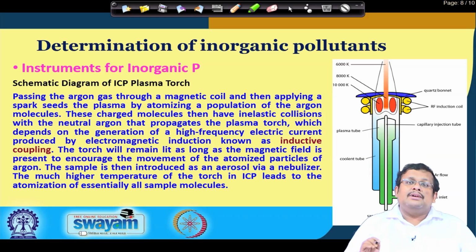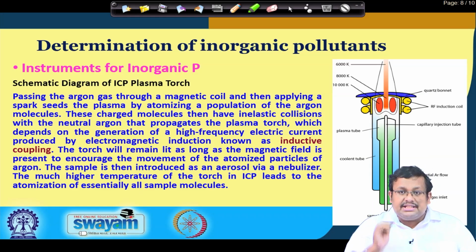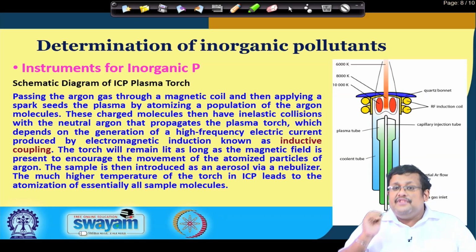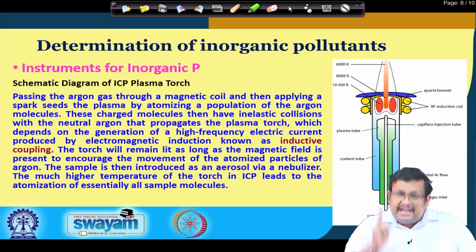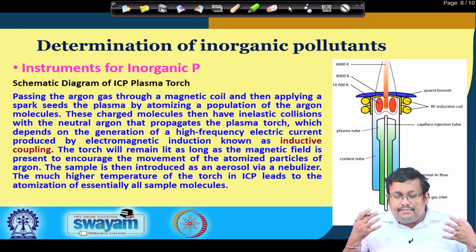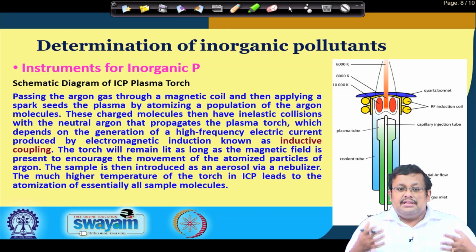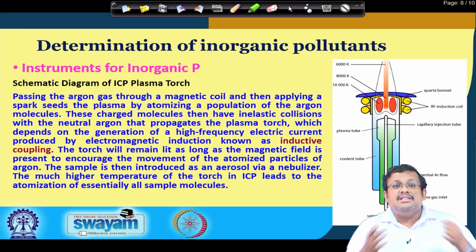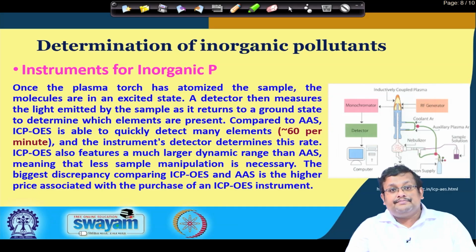So, for a complete atomization of all the sample molecules, you need to create a very high temperature that can only be created by the production of the plasma. And for creating that plasma, you require inductive coupling, and for that inductive coupling you require these radio frequency coils. So, this is how this plasma torch basically works, and this is the central working principle of this ICP AES.